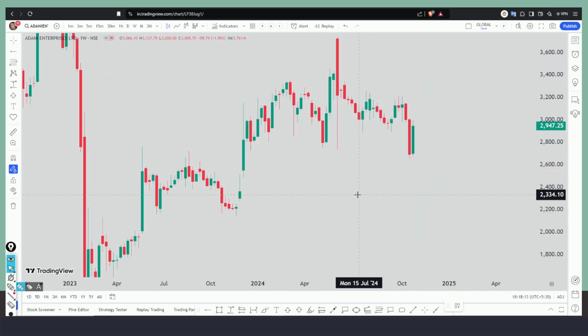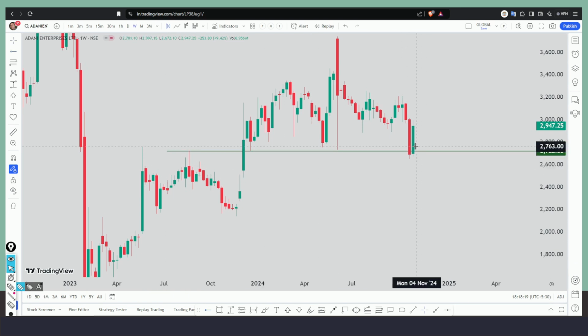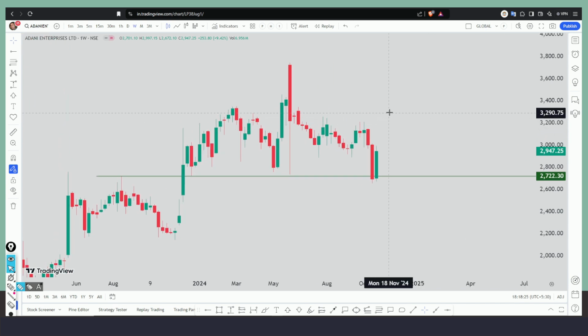Whenever you are trying to set targets, try to go to the structure. This is the important structure. Definitely try to book some profits over here. So this is a simple structure-based approach.